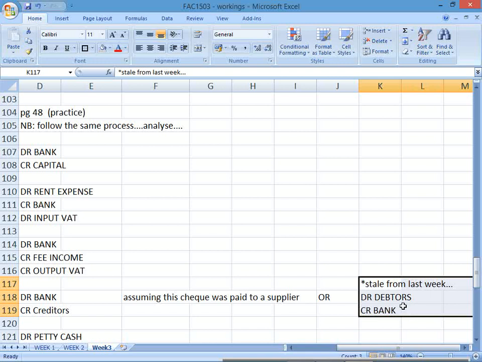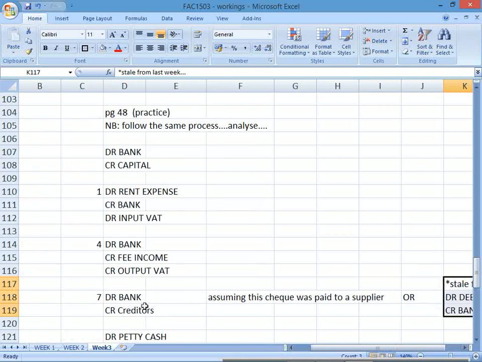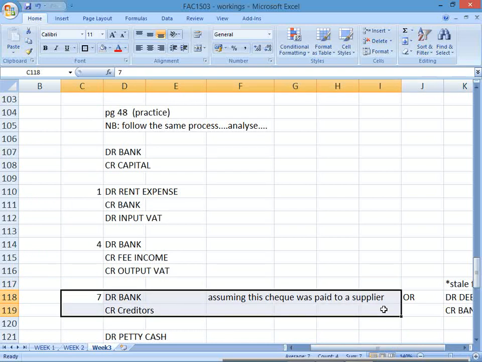Hold on, cancel check, stale check. If it was a stale check, you would have debited the bank. Yeah, if it's my check, then it would have been this. Okay, let's just recap. If we assume that this was a check that you issued to a supplier, so I wrote out a check and sent it to a supplier, I would have credited the bank and debited the creditor.